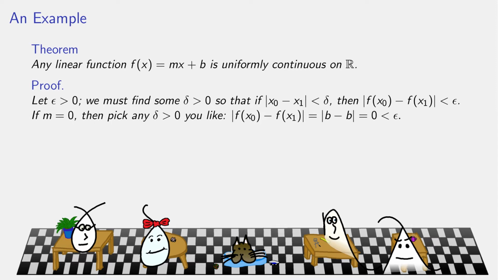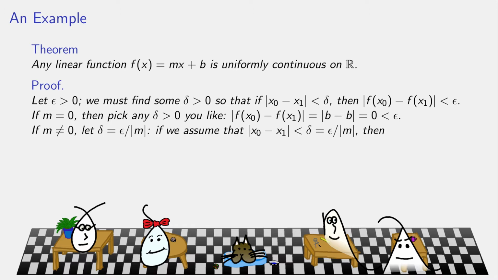There are 2 basic cases. If m equals 0, well then f of x is constant and there's not much to prove here. Delta is essentially irrelevant because for any 2 x values, x naught and x1, you get out the same constant. The distance between those is 0, which is automatically less than epsilon. So delta does not really come into play if you happen to have a constant function.